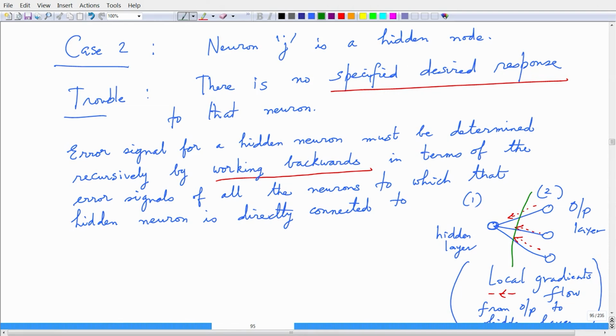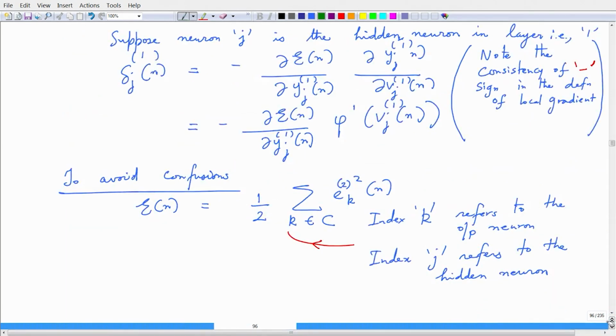So, the error signal for a hidden neuron must be determined recursively by working backwards in terms of the error signals of all the neurons to which that particular hidden neuron is directly connected, right. This is very important, and again if you are confused, just recall the layer numbers, see how the neurons are connected, and you will find this useful to derive it yourself. Okay, now with this conceptual clarity in mind, we proceed.